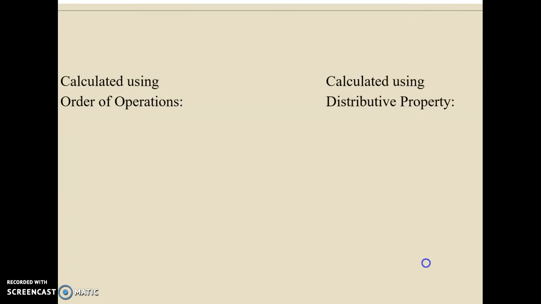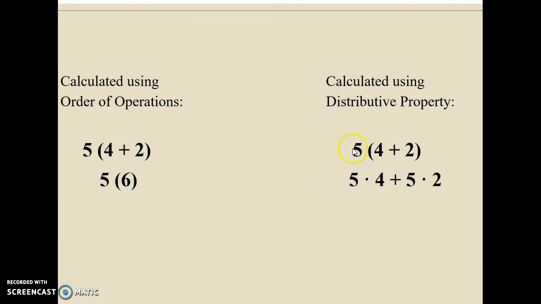So let's see that example. If we have the same expression that we want to evaluate by order of operations or by distributive property, here is how we do that. By order of operations, we would do 4 plus 2 first, which would be 6, and then have 5 times 6. With distributive property, we would take 5 times 4, carry the addition sign, and then 5 times 2. The next step with order of operations would be to multiply 5 and 6, which gives us 30. With distributive property, we have to solve multiplication first.